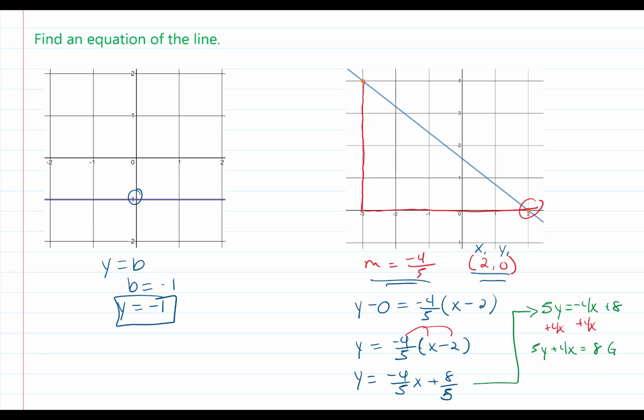So this was general form, this was slope-intercept form, and this is point slope form. So we have all three forms, and you just need to know which one you are required to find. All right, guys, good luck.